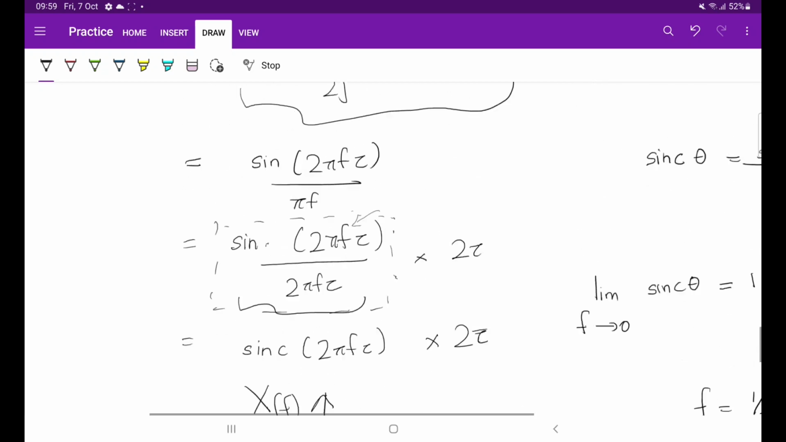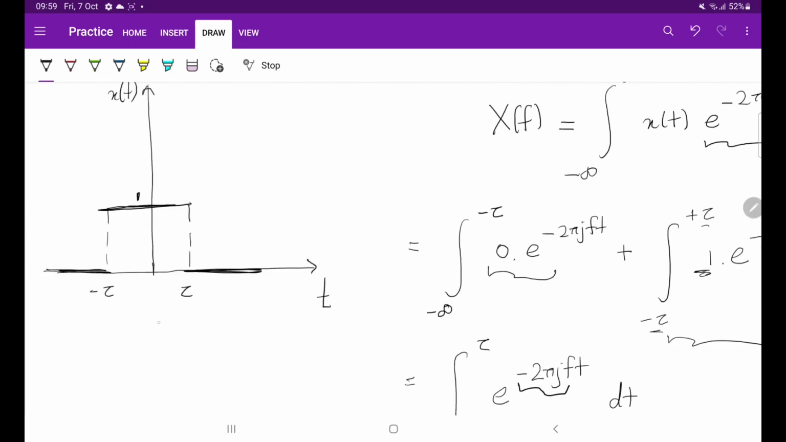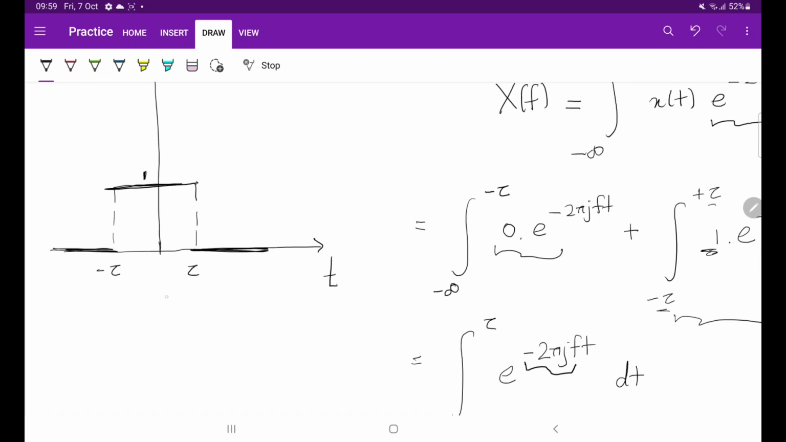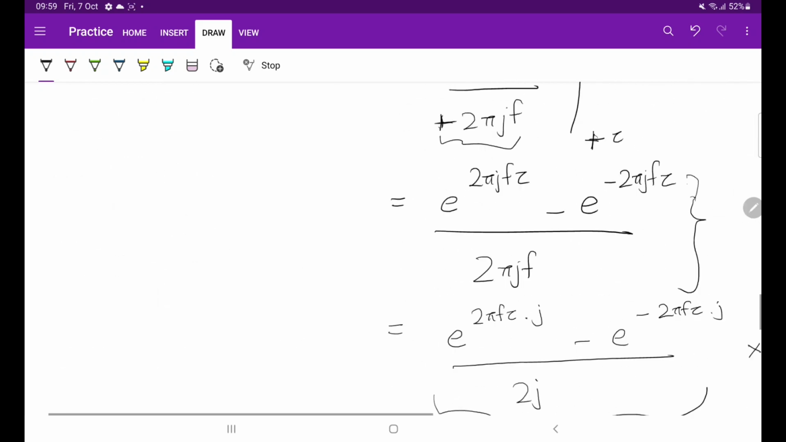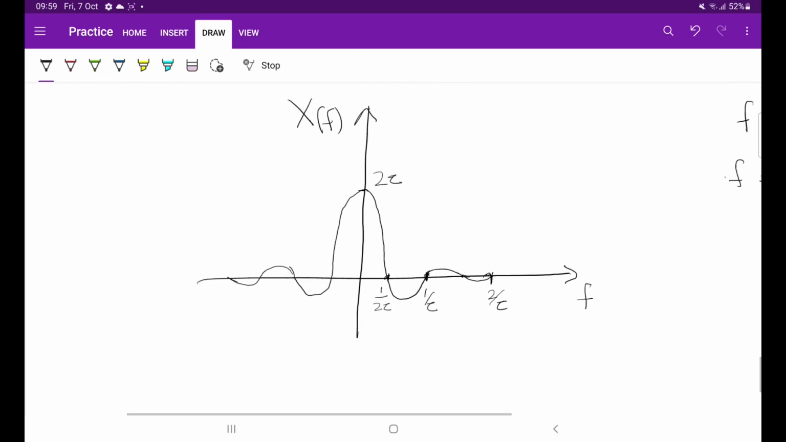Let's say when you are increasing this tau value, what would happen? If you are increasing this tau value, actually you can directly tell, it's going to be like this. If we increase the tau value, let's check how it will affect this Fourier transform.